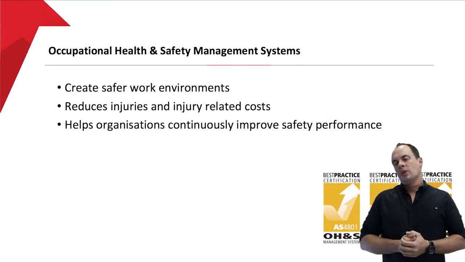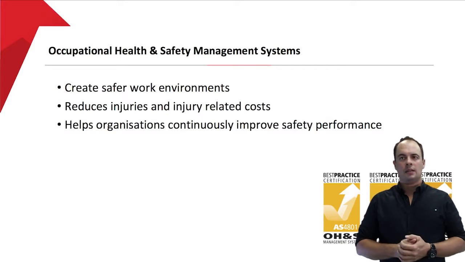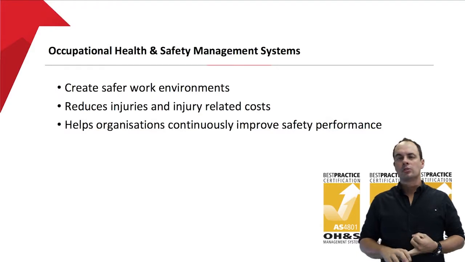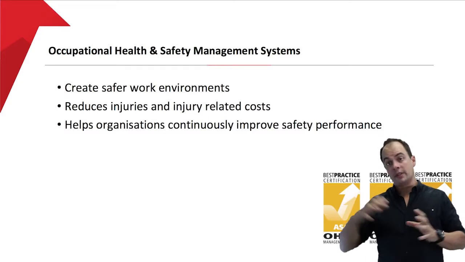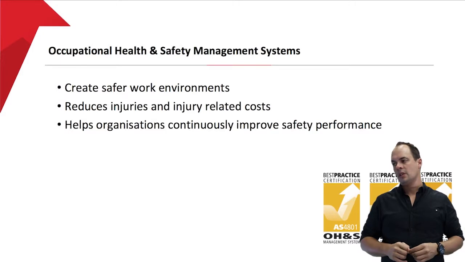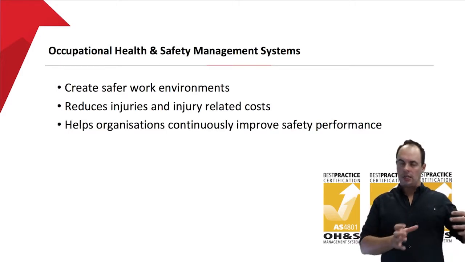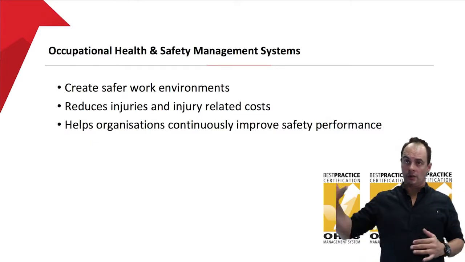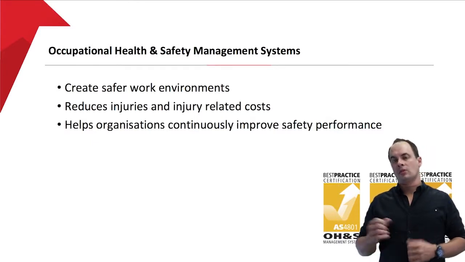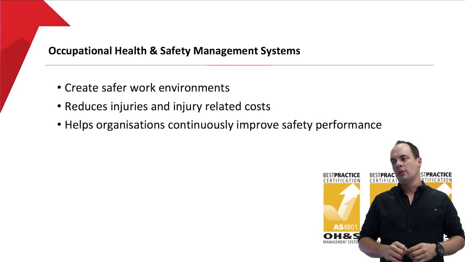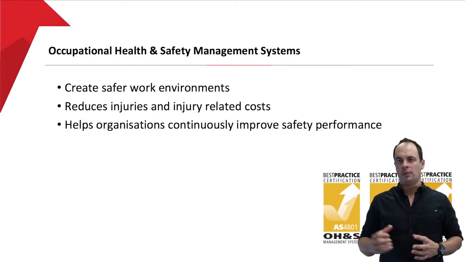So ultimately what an occupational health and safety management system is all about is creating a safer environment, ultimately reducing injuries and incidents, and then obviously that's got a connection to cost, so we're minimising the costs of injuries and incidents, and the relationship of that cost structure with trying to reduce those injuries and incidents, and then obviously increase production. So it's not just the cost of the claim, it's the cost on the business, and then obviously helping organisations continuously improve their safety performance.